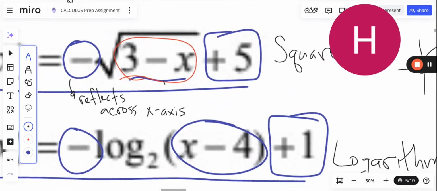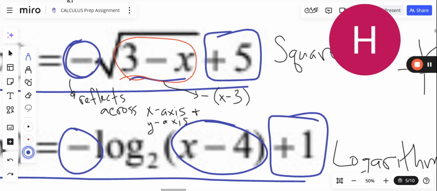And the inside here, this is a reflection over the y-axis, because if we factor the negative out, so I'm going to put reflects across the x-axis and the y-axis. The y-axis reflection is from the negative that's on the x, and the x-axis reflection is from the negative that's on the outside, so this one out here.